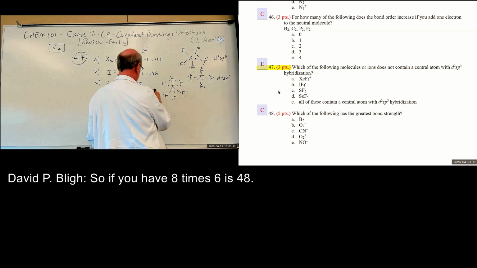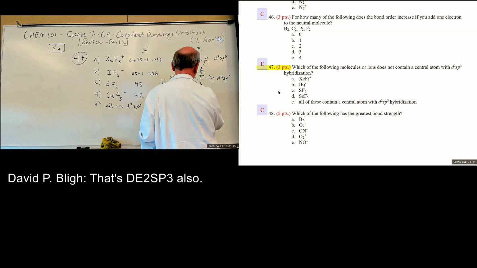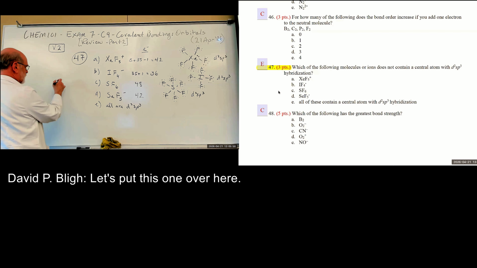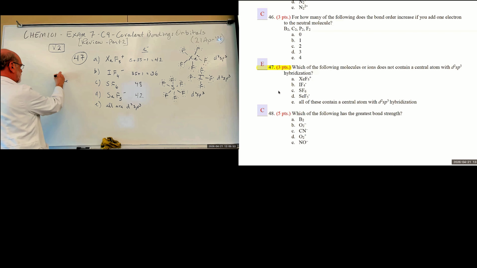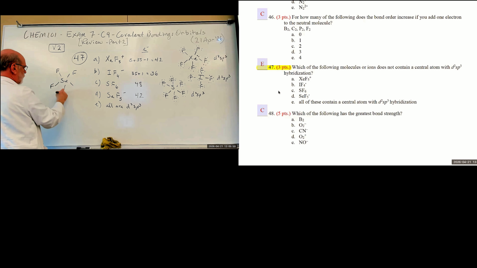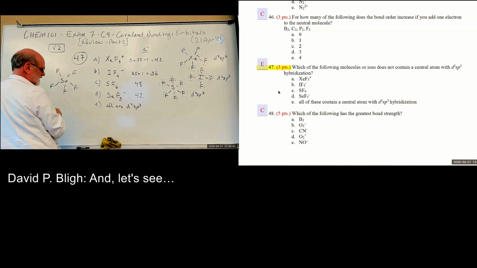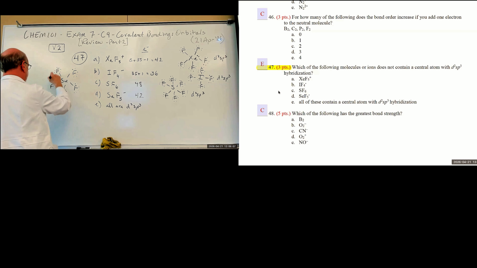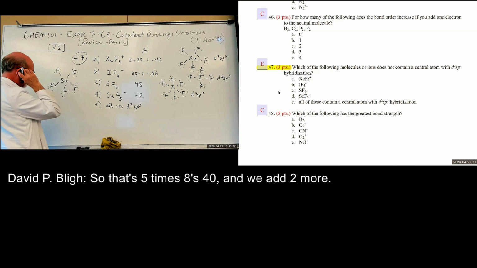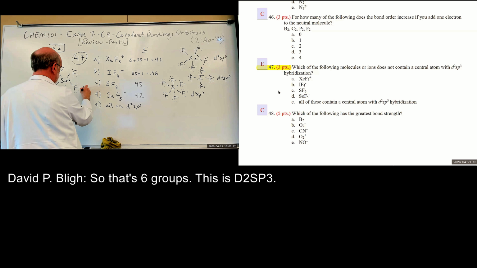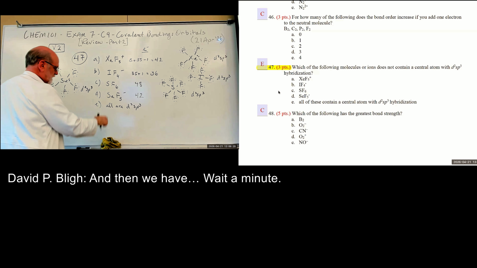So if you had 8 times 6 is 48, that's d2sp3 also. Okay, let's put this one over here. Se in the middle, 5 fluorines. And let's see. So that's 5 times 8 is 40, and we add 2 more, so that's 6 groups. This is d2sp3.